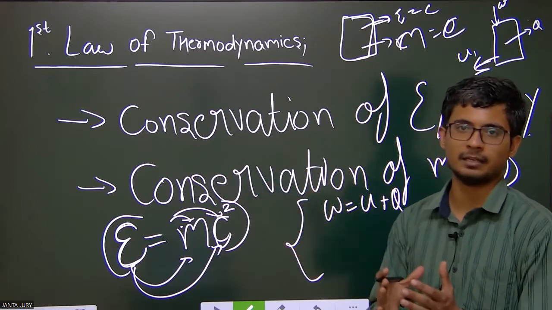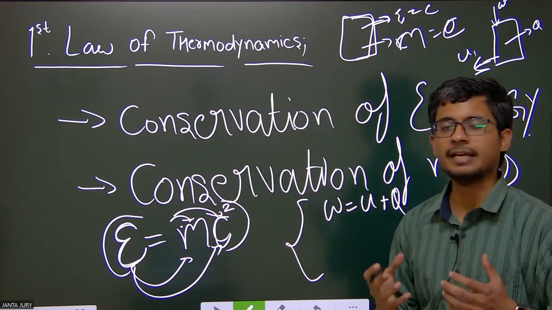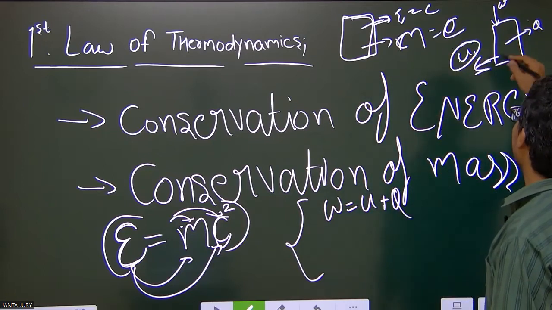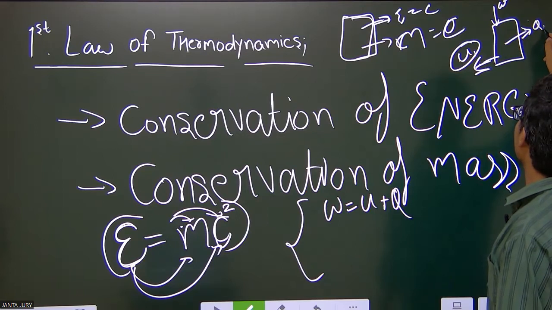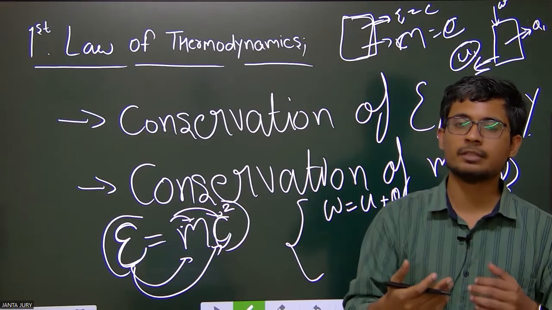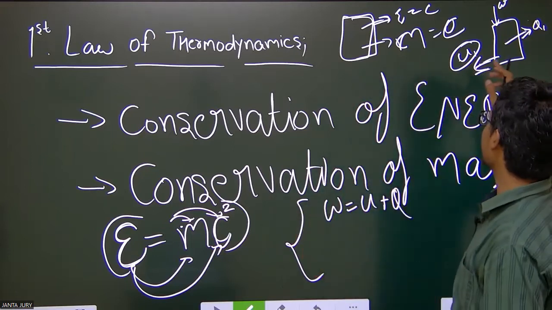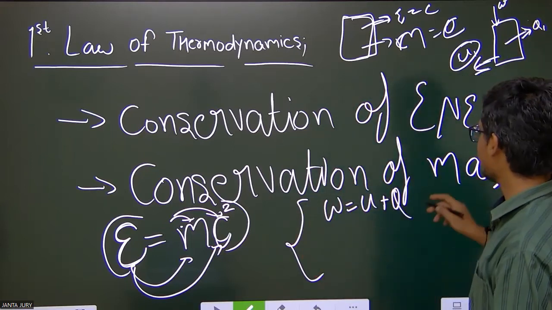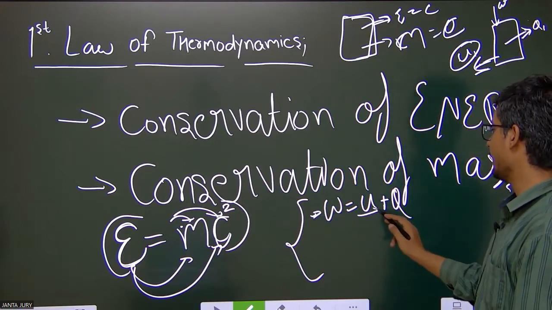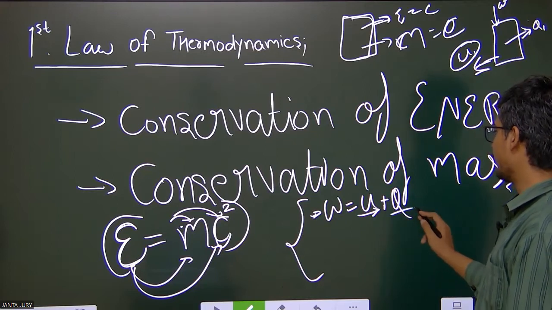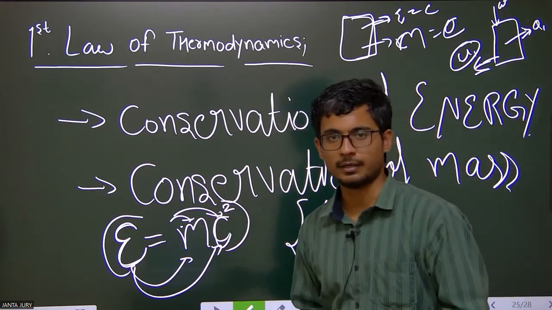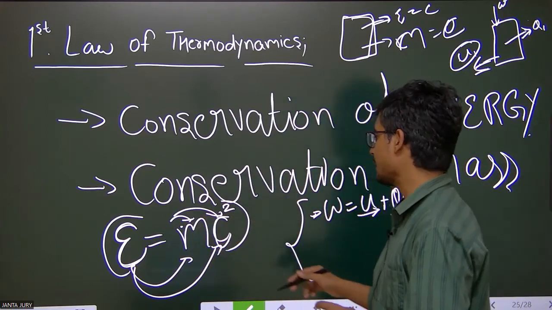If we compress something, it will get hot. Why will it get hot? Because heat is produced, which increases its internal energy, and the body will start exchanging this heat with the environment. So we can say the work we have given to the body will be used in increasing the internal energy, and heat will be exchanged between the system and the environment. This is the first law of thermodynamics and its application.